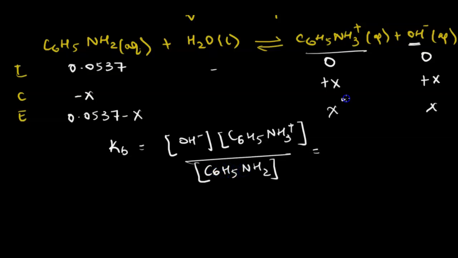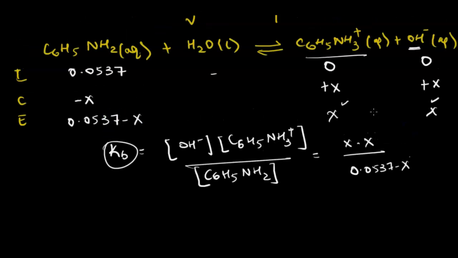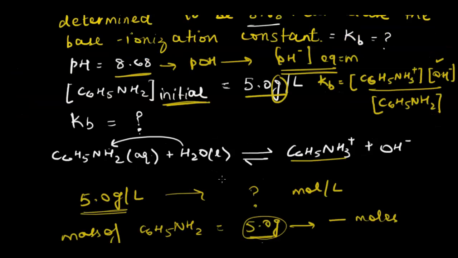This would give us x times x divided by 0.0537 minus x. Now, if we know the value of x, we can substitute it everywhere to get Kb. We notice here that x can be found if we know the OH negative ion concentration, and the OH negative ion concentration can be found from the given value of pH.